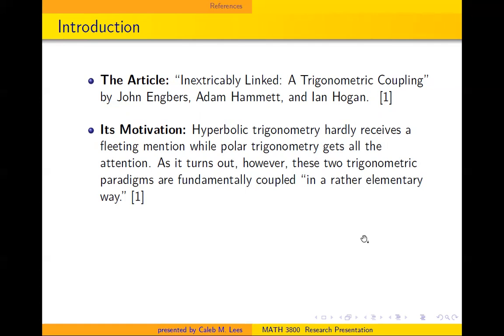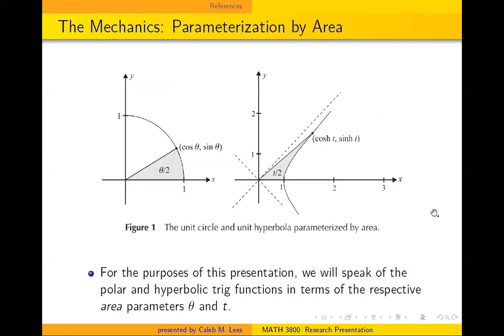A lot of the things that Enoch talked about, I'm going to assume that you know at this point. For example, parameterization by area. Enoch did a great job talking about the motivation behind why we think about area. So for the purposes of this presentation, we're going to be talking about the polar and hyperbolic trig functions in terms of the area parameters theta and t, just like Enoch did.